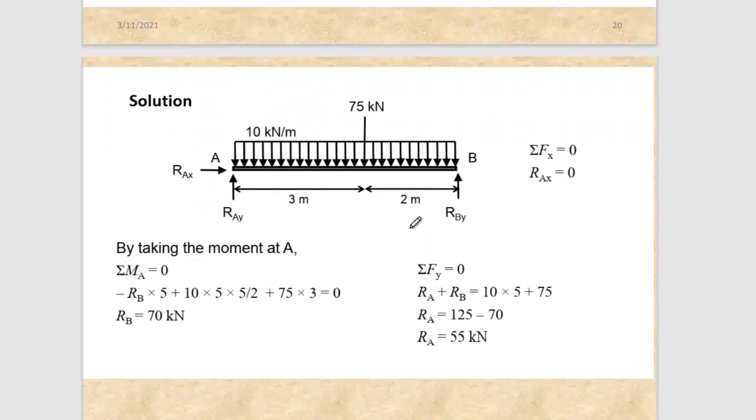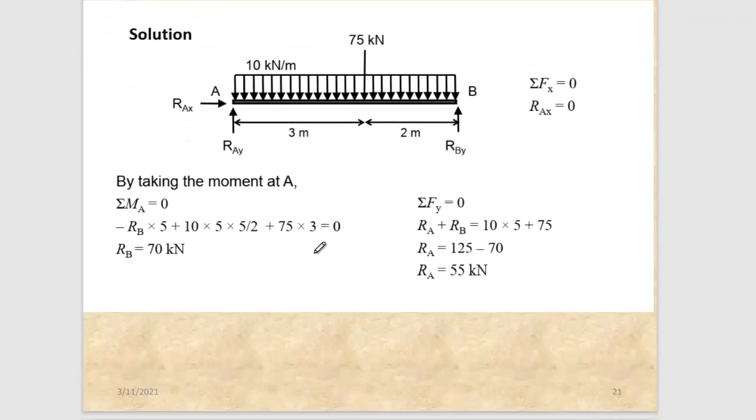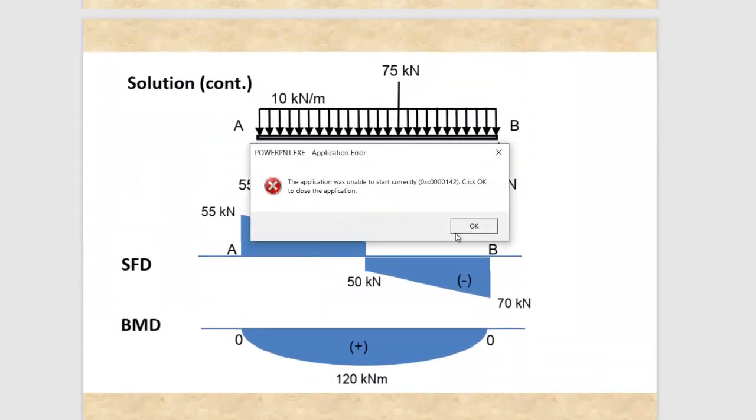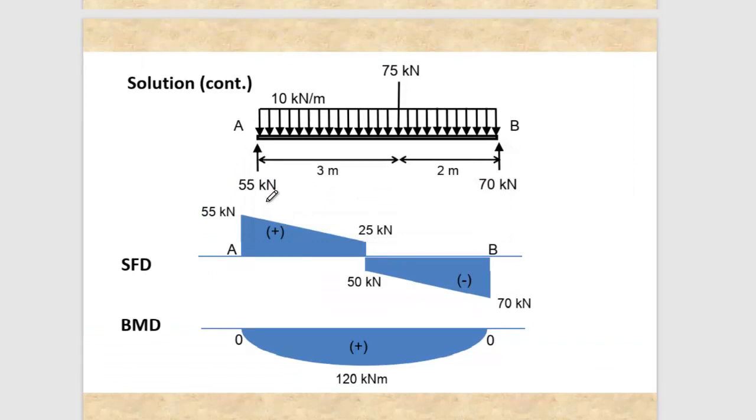Okay, so you find these reactions. I'm not going to explain it because it is the last chapter's topic. So once you get RA and RB, you can draw the SFD and BMD, right?